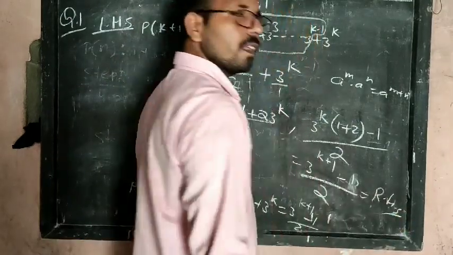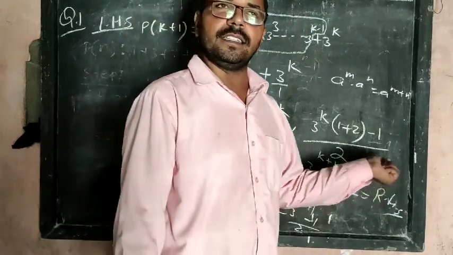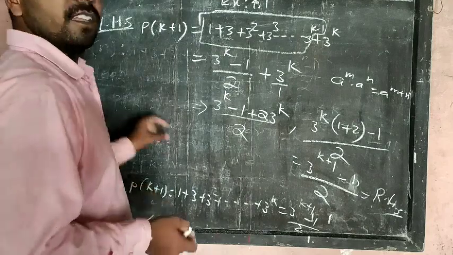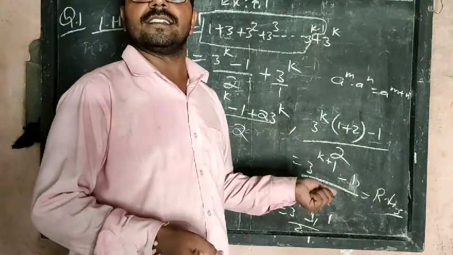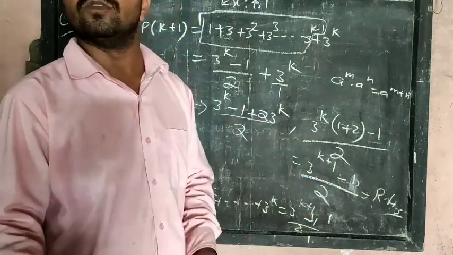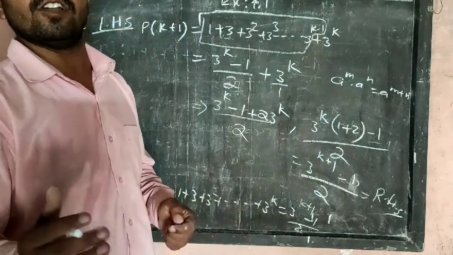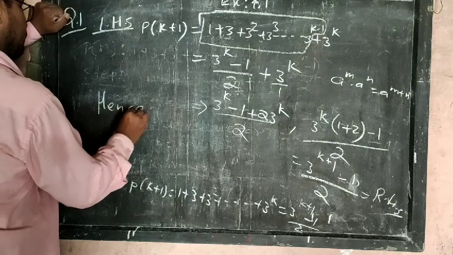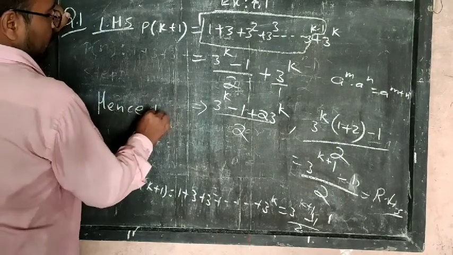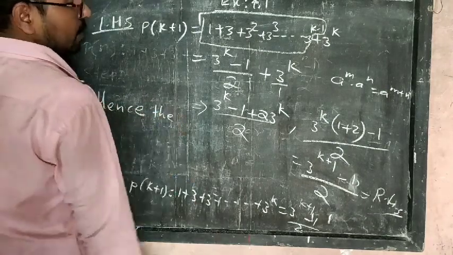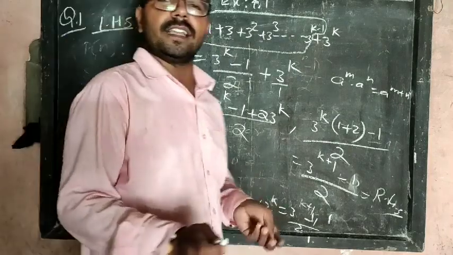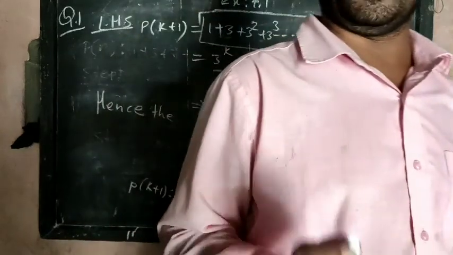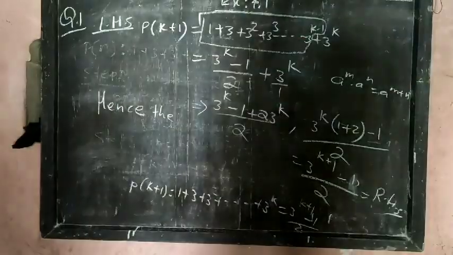So we have got here it is equal to the RHS. Hence, by the principle of mathematical induction, the given statement is true for every n belonging to natural numbers. We will write down this step. Hence, the given statement, just write it down in your notebooks: the given statement is true by the principle of mathematical induction for every n belonging to natural numbers. That's it. Proved.